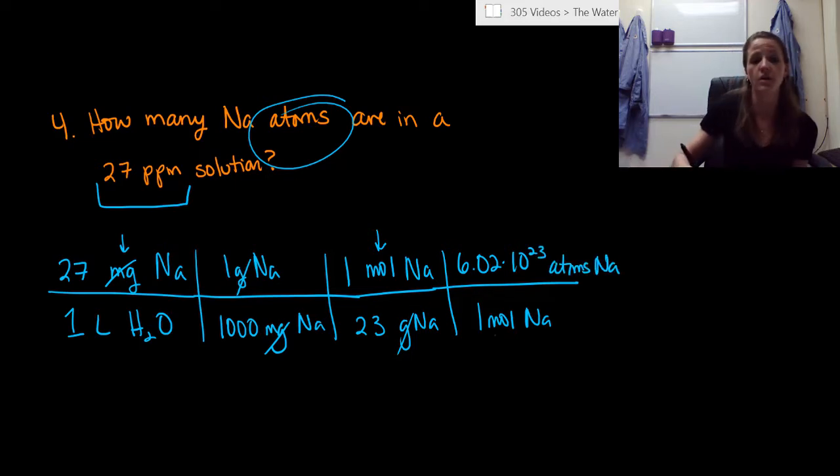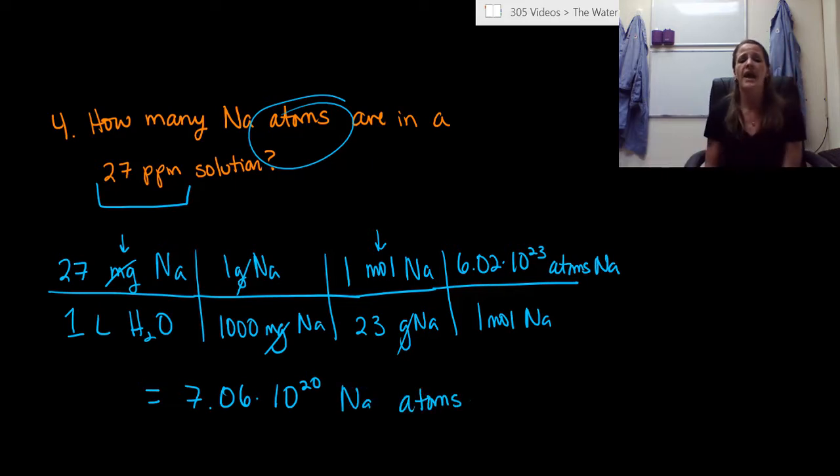So if you type that all into your calculator and you do this properly, you end up with something like 7.06 times 10 to the 20 sodium atoms. Woo, that's huge. That's a big, big, big, big number. And it's definitely correct, so hopefully you got that answer.